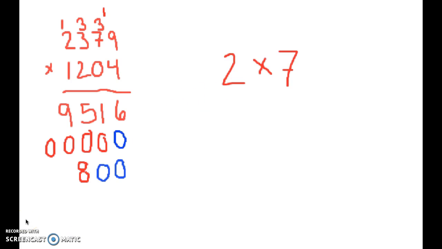So next we're going to multiply 2 times 7. And again, if we've memorized our multiplication facts, we'll know that 2 times 7 is 14. And remember, we have to add our 1 from last time.